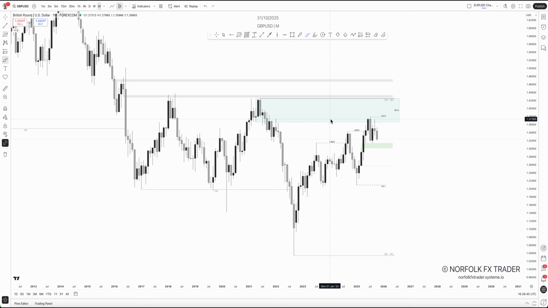So this is where we have a bearish bias. We continue to be bearish on this monthly time frame. We've come back into this area of monthly supply.